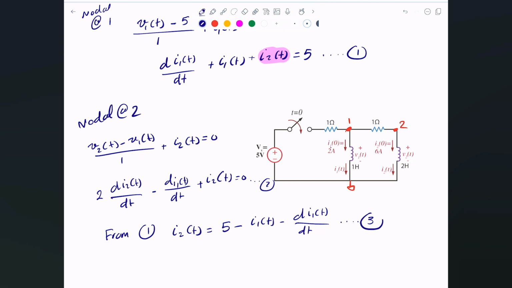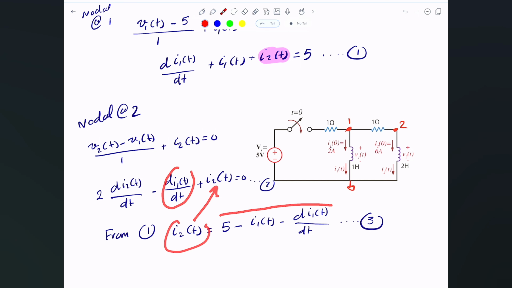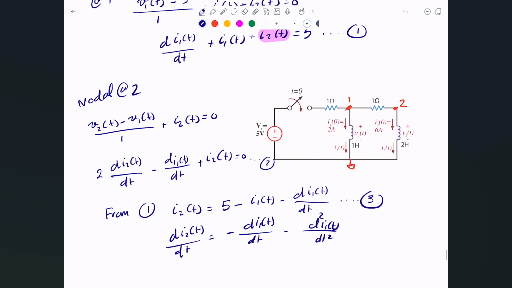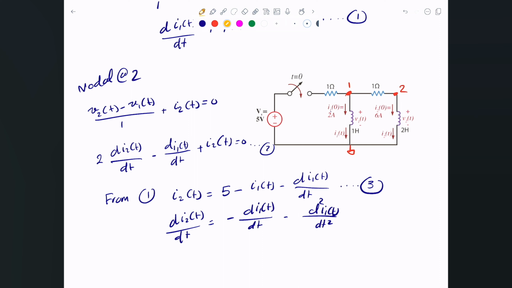So I can technically take this and substitute it, replacing I2 with this part, which is already in terms of I1. The first derivative of I2, dI2 of t divided by dt, is the derivative of that: 0 minus dI1 of t divided by dt minus the second derivative of I1 of t, divided by dt squared. So now I can take these two and substitute them in equation 2.